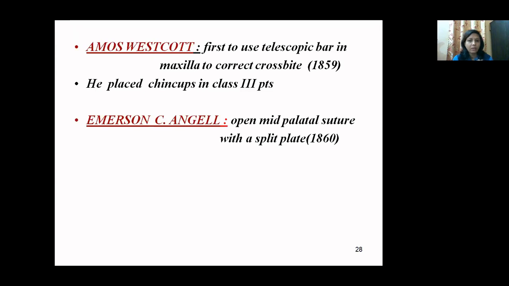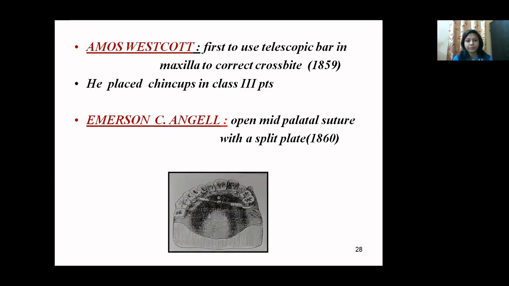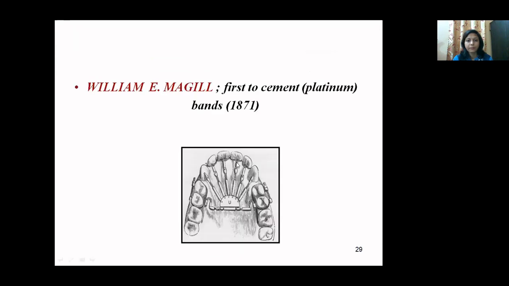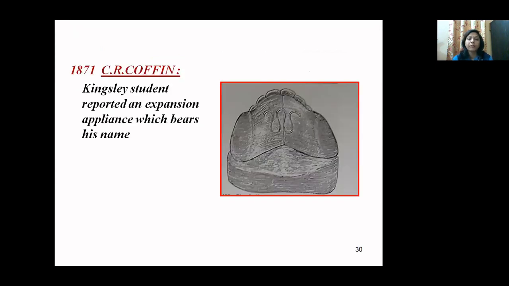Emerson C. Angell was the first to open the mid-palatal suture in 1860 itself. McGill was first to use platinum bands in 1871. Often, as we know, the spring for slow maxillary expansion, and he was a student of Kingsley. He tried to expand the arches, and this coffin spring bears his name as the Coffin spring. From that, we know the coffin spring.